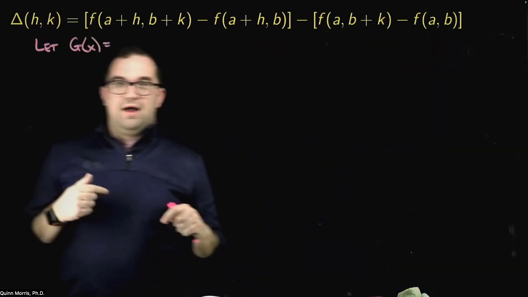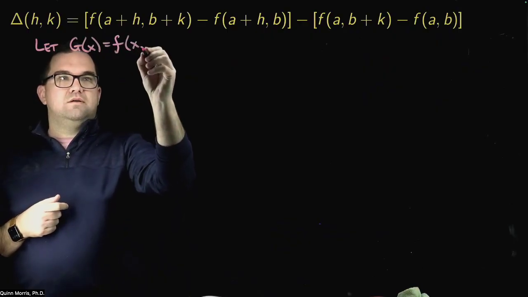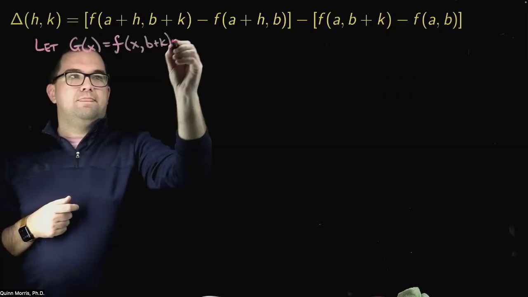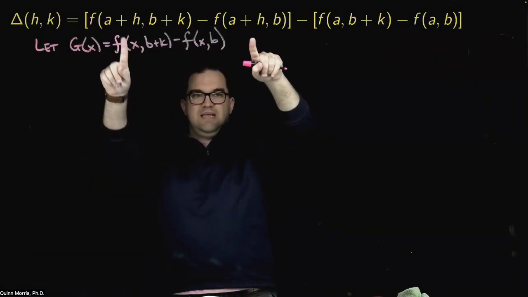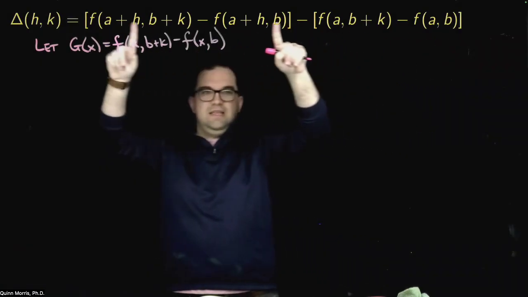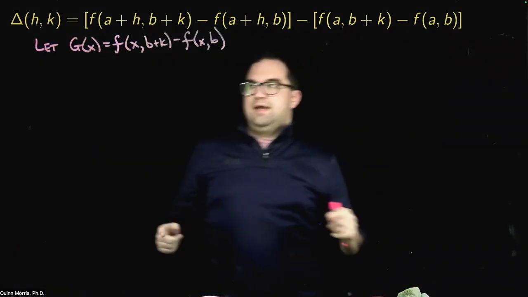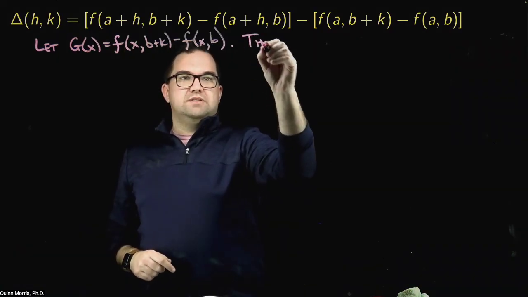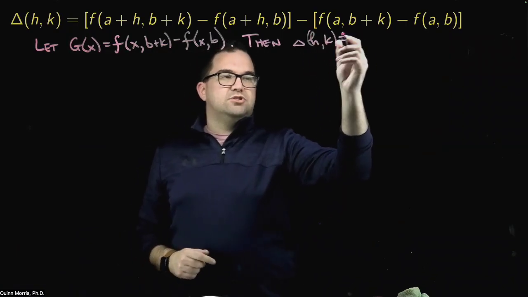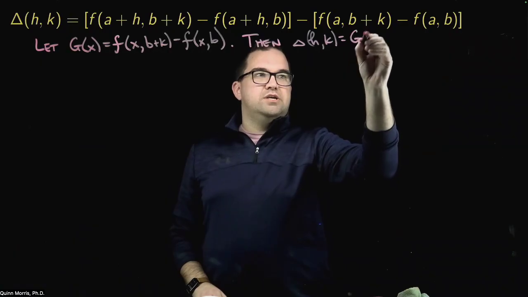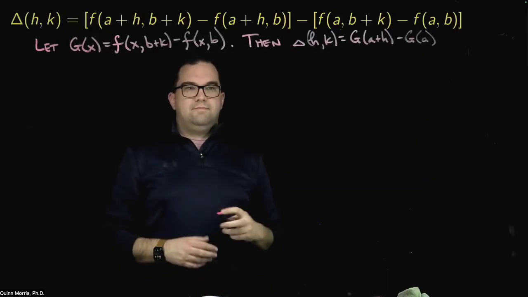So I'm going to define g of x to be f of x comma b plus k minus f of x comma b. So again, notice that this is taking the form of each of these things in brackets. It's just that here this has the x value a plus h, and here this has the x value of a. Okay, so what I'm really saying is that if we do that, then delta hk, I can just express that as g of a plus h minus g of a.